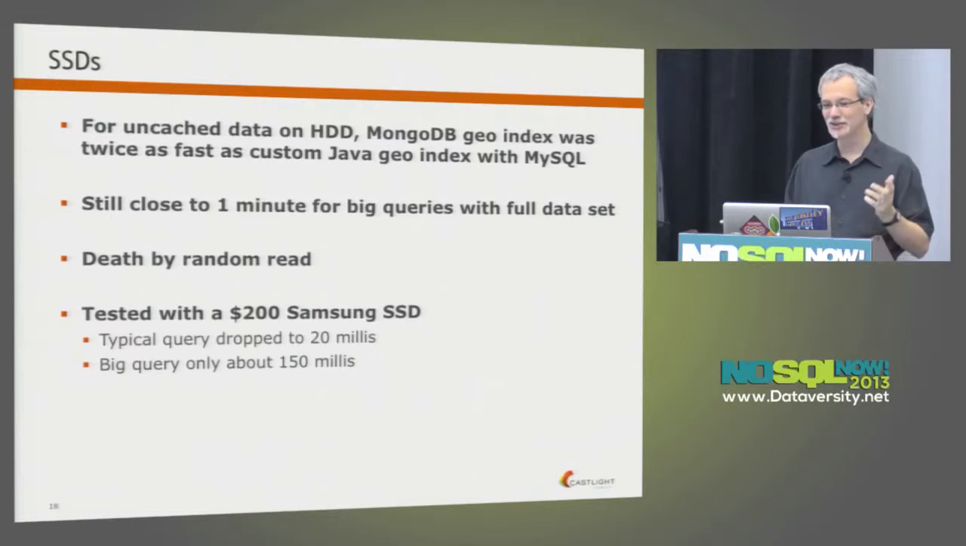So I went out and got a $200 Samsung SSD, a little 256 gig SSD, and stuck it in a Linux desktop. Now my typical query time went from a minute to well under 100 milliseconds for most queries, and even the big ones where I'm pulling back tens of thousands of documents were still taking only about 150 milliseconds. So it was really, really fast.